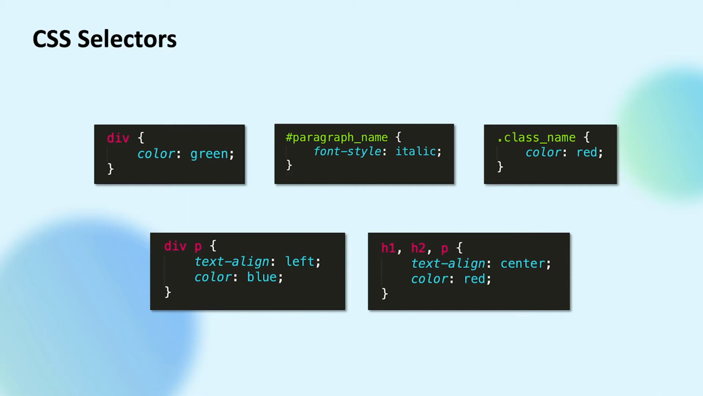In this case, the selector has selected all paragraph elements with a div element as their parent, and this one with multiple elements selected on an HTML page. This includes the heading 1, heading 2, and paragraph elements. These are just to name a few. There are a wide range of selectors within CSS for you to choose from.